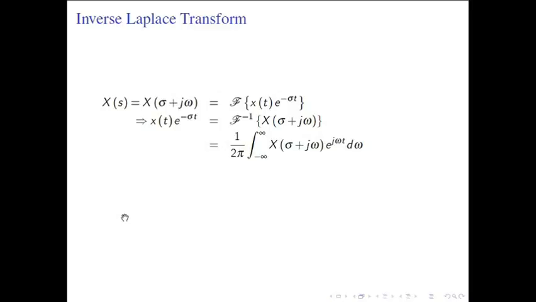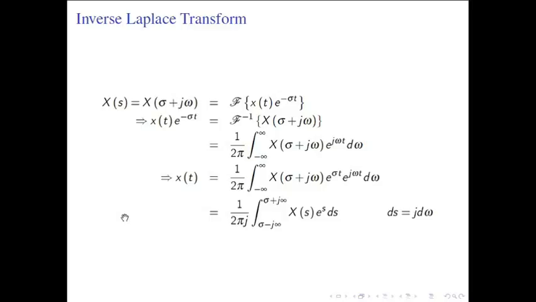So now I have multiplied e to the power sigma t on both sides, or I have taken e to the power minus sigma t to the right hand side. Then this expression will look like this. And now I have replaced sigma plus j omega with s, and by replacing sigma plus j omega with s, the limits also change. To solve questions on the inverse Laplace transform, we use the partial fractions method.